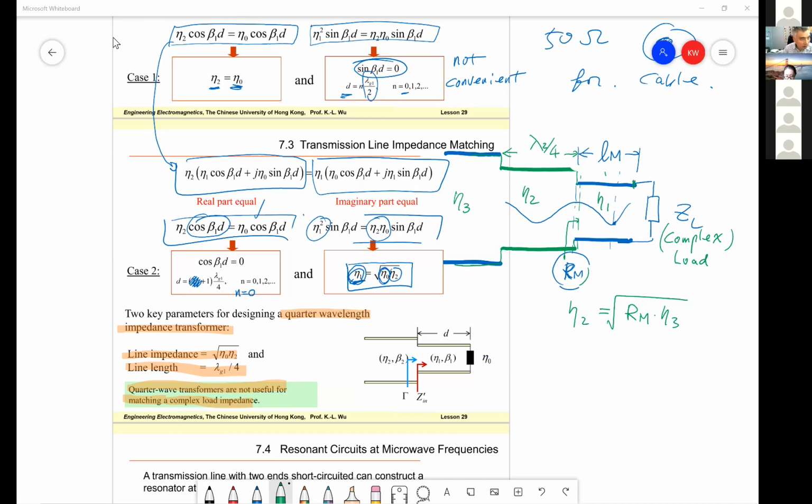Okay, so let's resume. I received a very good question. Yes, the question is, if the load, complex load, is a pure imaginary, okay, can we still find some location that impedance is real? Answer is no. Okay, it's a very good question. This is an extreme case.